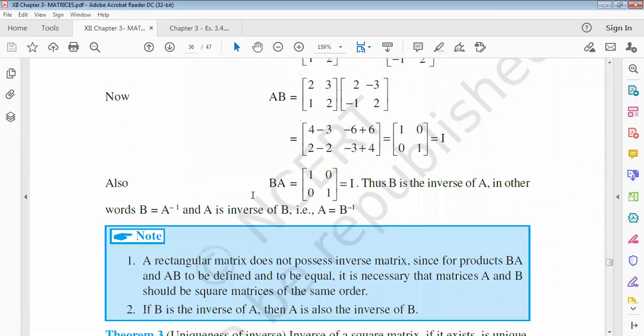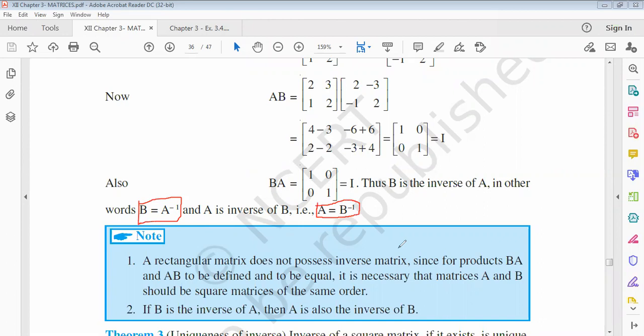Further, we have to find B cross A, that is B into A, and in that condition, we also find that it is 1, 0, and 0, 1, that is I. Thus, B is the inverse of A. In other words, B equals A inverse. That means B into A, multiplying by the inverse of A, we know that A is the inverse of B. And finally, we are getting A equals B inverse, or B equals A inverse. Now, there is an important note.